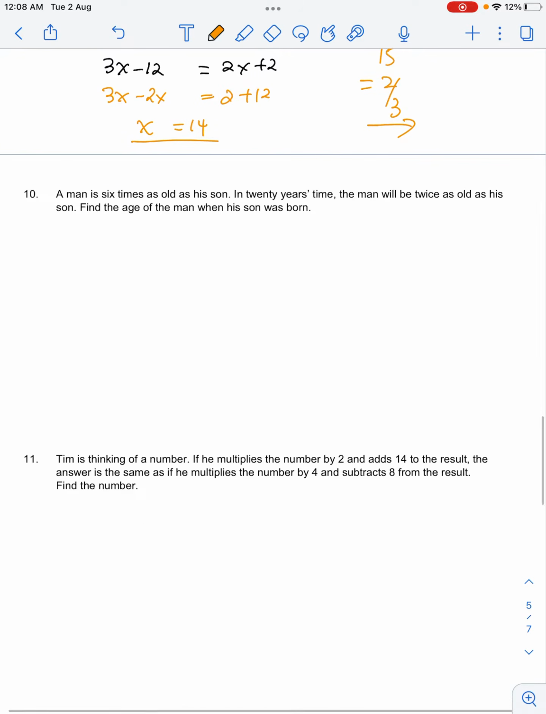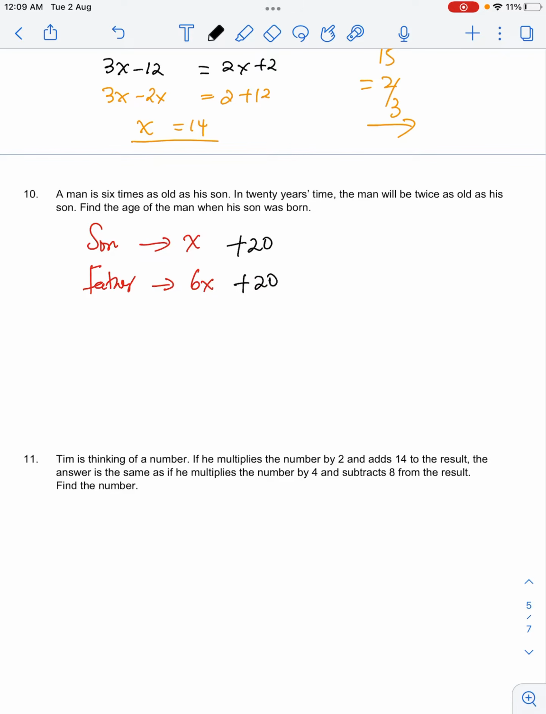A man is 6 times as old as his son. So again, we're going to have a son and a father. We don't know how old the son is, but we know the father is 6 times as old. In 20 years' time, that is in the future, we add 20 to the son and add 20 to the father, because both of them will increase by that amount of years. We know that in 20 years' time, the man will be twice as old as his son. So if we calculate this, we are going to find the age of the son now.